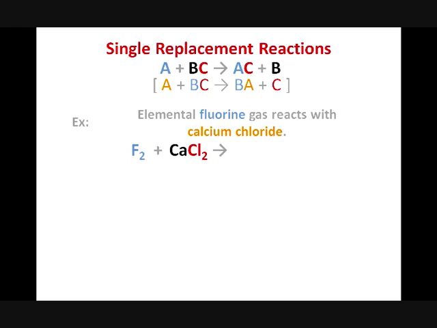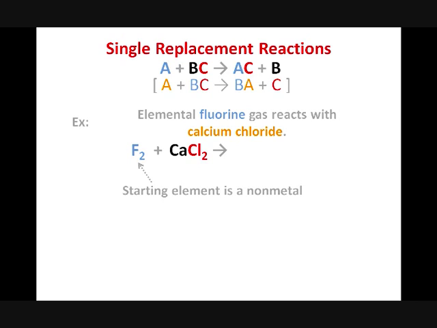But now what? We see that we're working with an element, that's fluorine, and a compound, CaCl2, calcium chloride. Oh, so this has to be a single replacement reaction. That means we need to consider what type of element we're starting with. Okay, fluorine, is that a metal or a nonmetal? It's a nonmetal. It's a halogen.